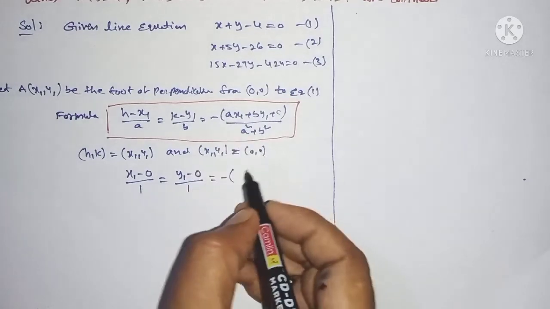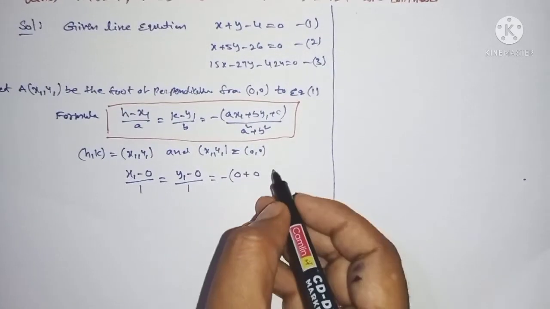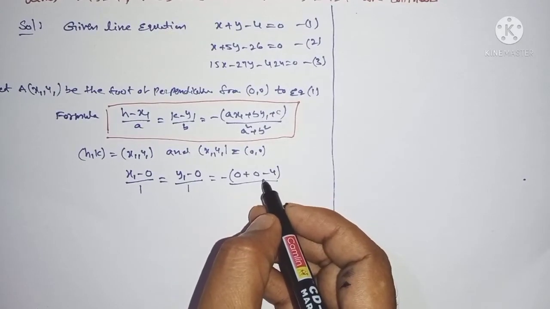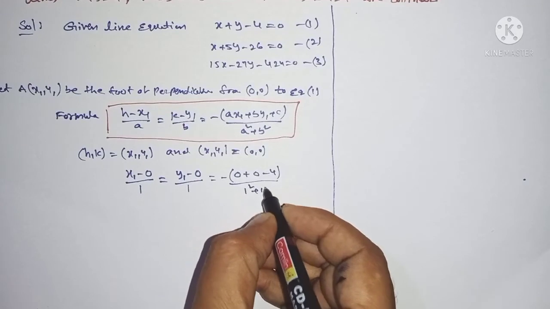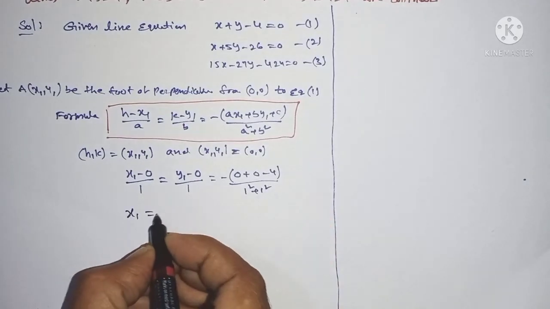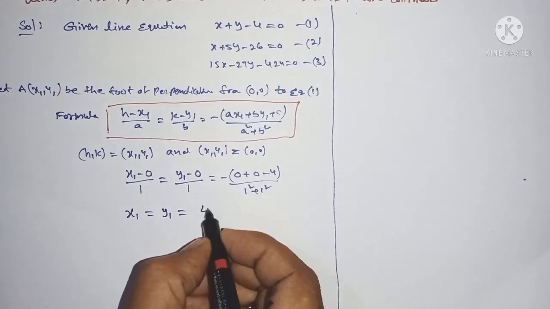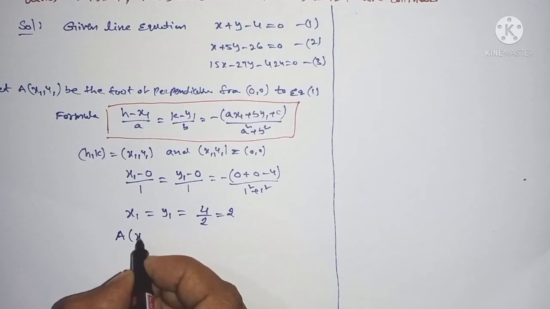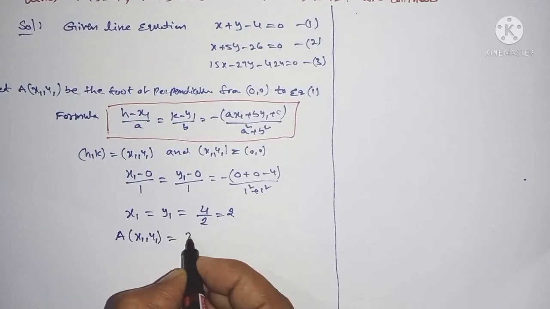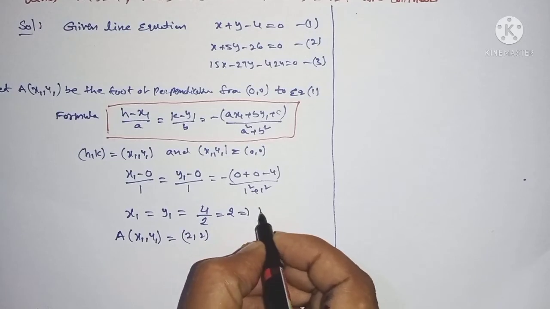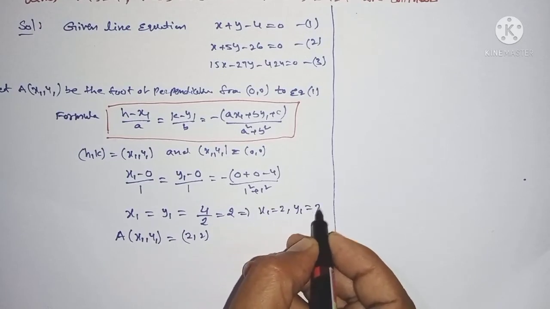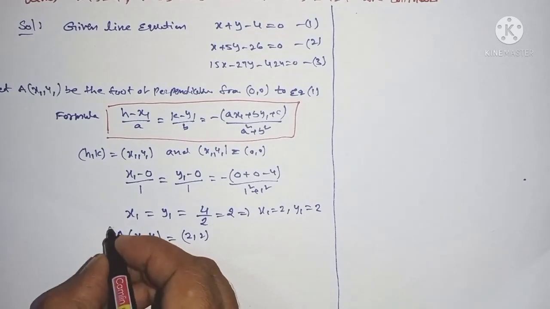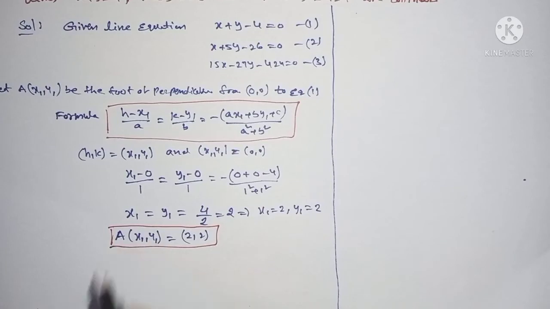It is 0 into x1 is 0, here also 0, and c is nothing but minus 4 by a square plus b square, which is 1 square plus 1 square. Therefore, x1 is equal to y1 is equal to 4 by 2 is equal to 2. Therefore, you got vertex A, x1 comma y1, equal to 2 comma 2, because x1 is equal to 2 and y1 is equal to 2 also. Both are the same. You got the first vertex. Similarly, you can find the second vertex.